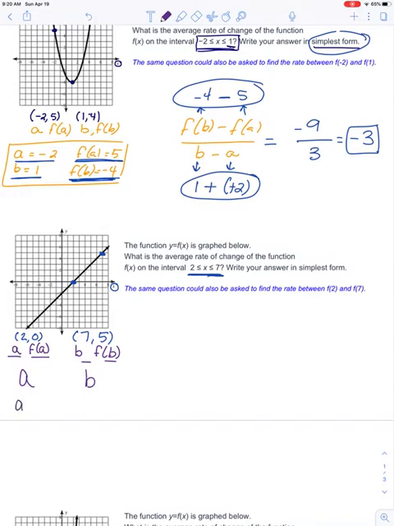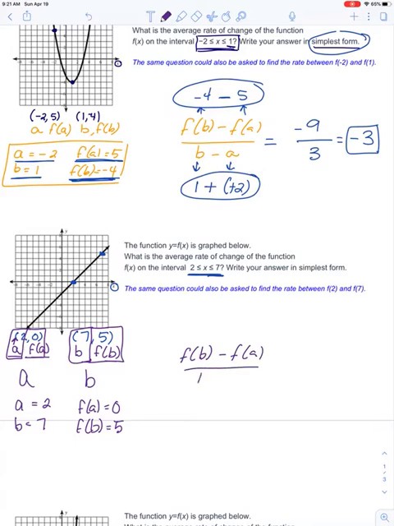Okay. So A is equal to 2, f of A is equal to 0, B is equal to 7, f of B is equal to 5. And I'm just finding that like this. Okay, A is 2, f of A is 0. And then B is 7, f of B is 5. Okay, then I go over here and I write my formula again. f of B minus f of A over B minus A. Again, remember, line up your B's, line up your A's. They have to be on the same side of your equation or expression.